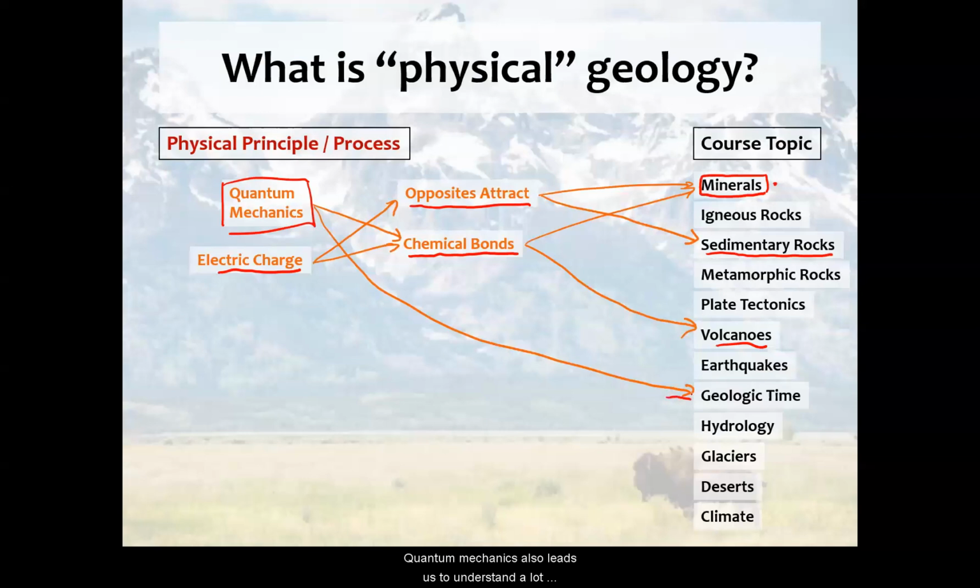Quantum mechanics also leads us to understand a lot about geologic time, because it makes these isotopes in rocks sort of act like clocks that we can read back and figure out just how old rocks are and just how old Earth is, and come up with a number that's about 4.56 billion years old.